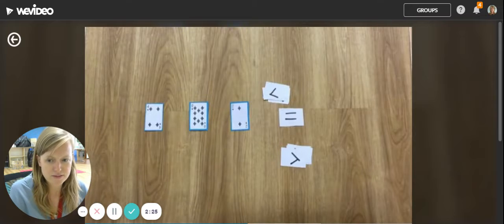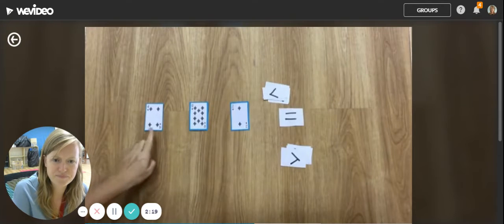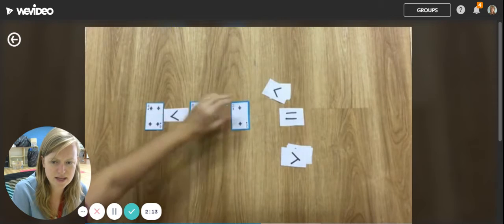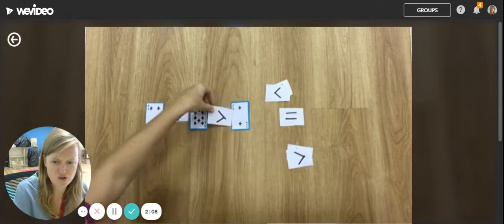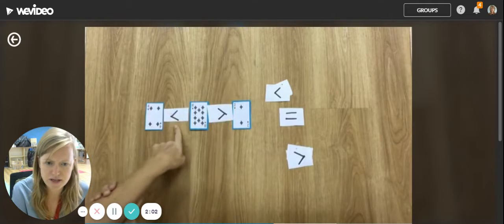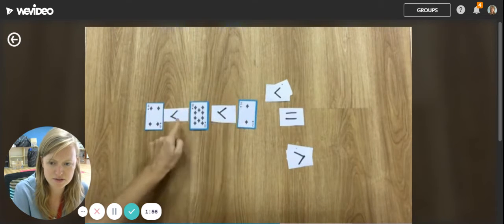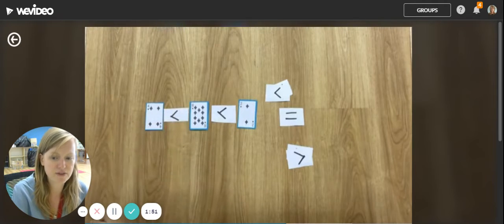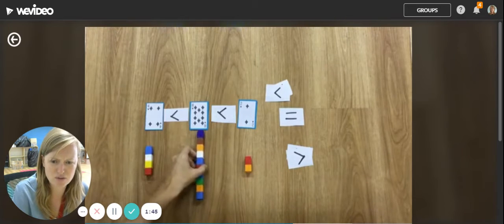Okay, so we recapped on our symbols, and now we want to put our numbers into ascending order. So 4 is less than 10. Is 10 less than 2? No, 10 is greater than 2. But we don't want to do that. We want to put them in ascending order. So we want to make sure our symbols all point in the same direction for ascending order. We want our smallest number to come first, and then our next number size up, and the next size up. So let's look at this in cubes to help us out.